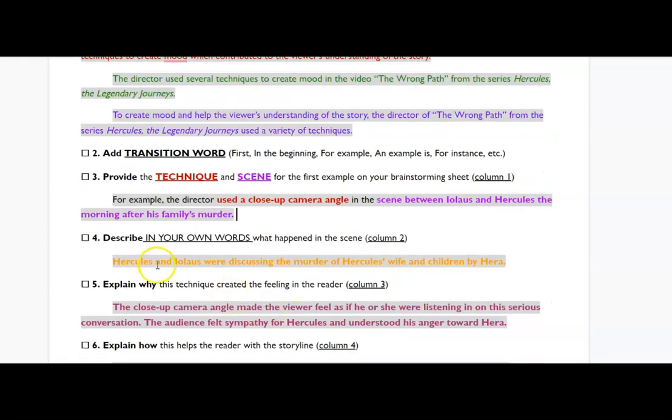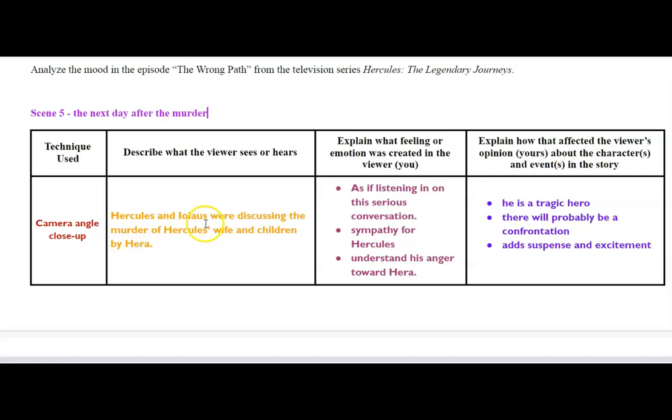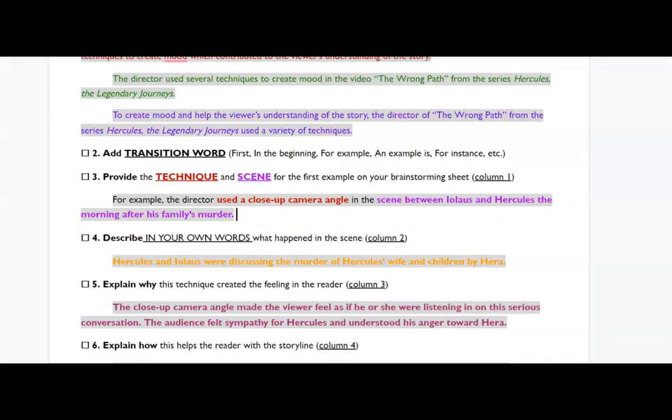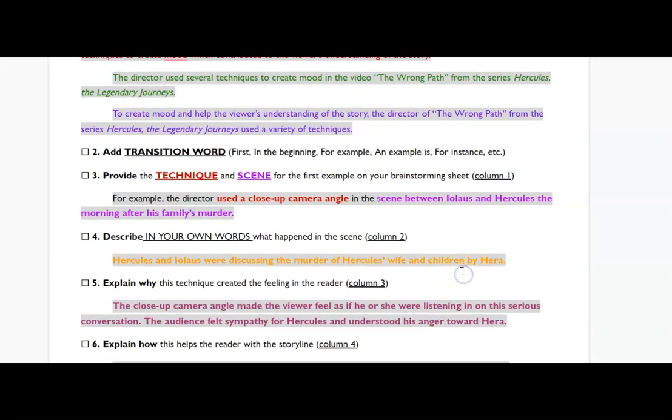The next step is to describe in my own words. This is column 2, what was happening. So in column 2, Hercules and Aeolus were discussing the murder of Hercules' wife and children by Hera. And so I'm going to put that in my next sentence. Well, I did it word for word, actually.